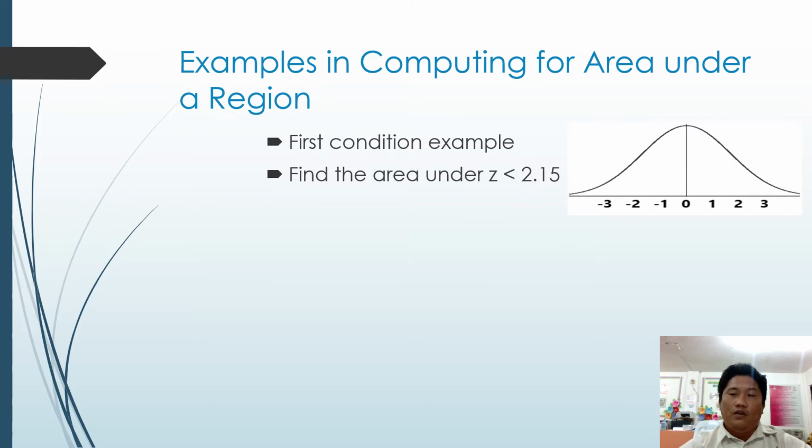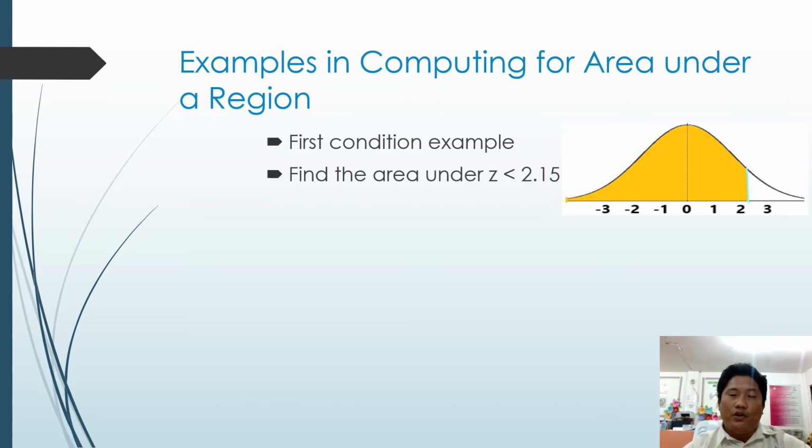So we'll try to locate 2.15. So 2.15 is somewhere there in the border of the blue line. So when we say less than, if z is less than 2.15, meaning to the left of that line, we'll shade all the area under the curve to the left of that blue line. So that will be the area that we are looking for.